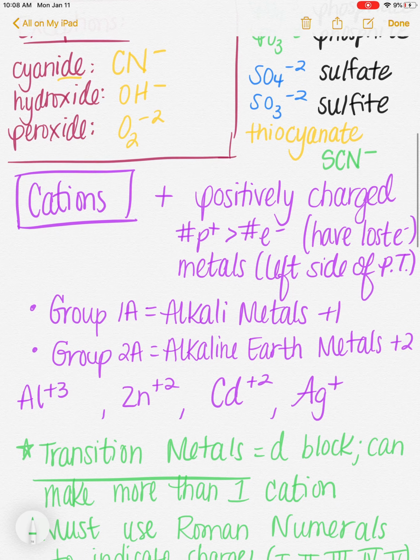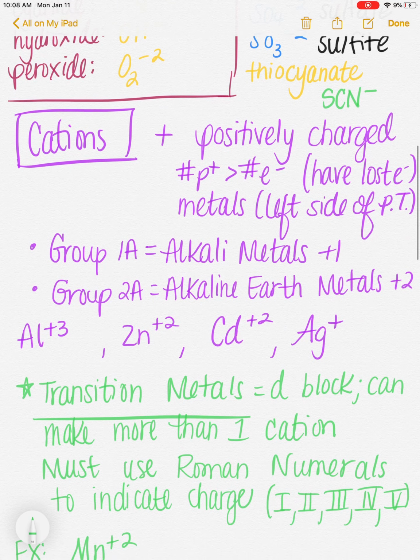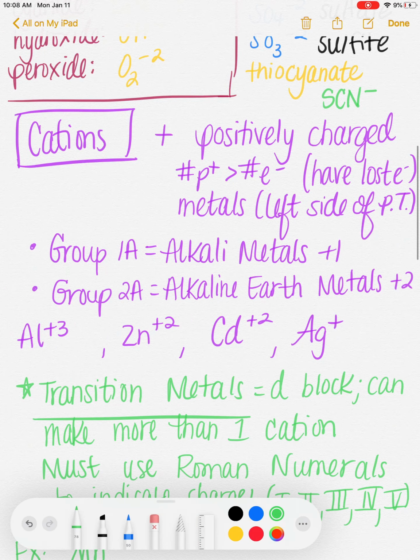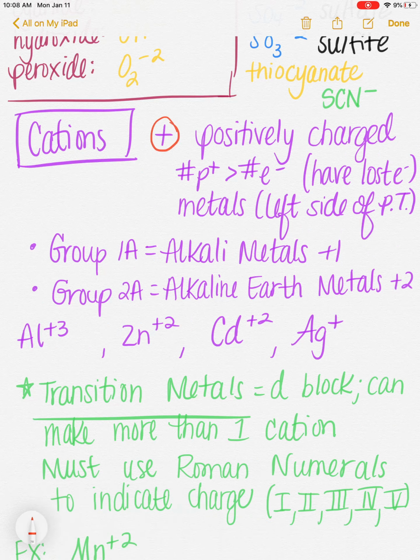So now that we've reviewed anions, let's talk about cations. Cations are positive. Remember, I had said I remember it like cats are positively adorable, their little paws. Whatever it takes for you to remember it, but cations are definitely positive. And the reason why they're positive is because their number of protons is greater than their number of electrons.